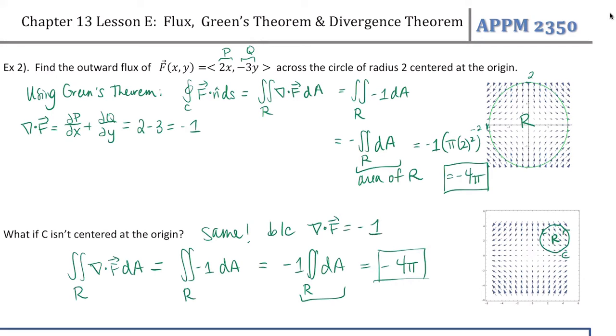If the divergence had varied depending on where I was in the vector field, then I could get different answers depending on where I moved my circle. So we'll do an example like that in a little bit, but for now I want to actually show you how we can extend this theorem to vector fields in 3D.